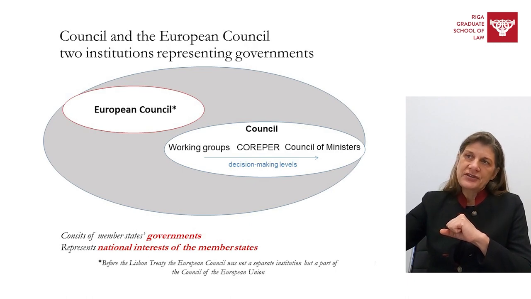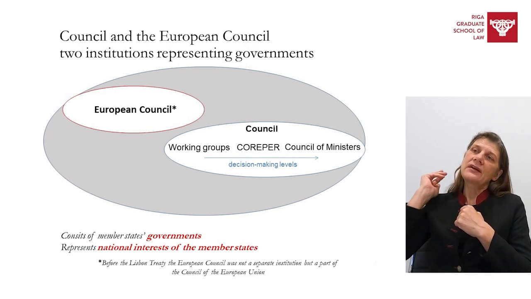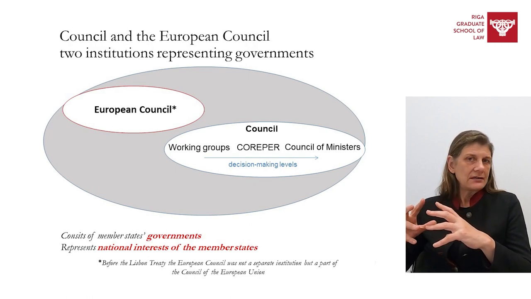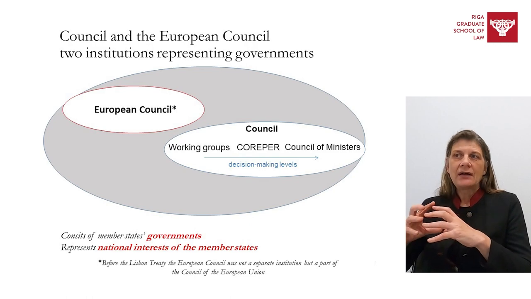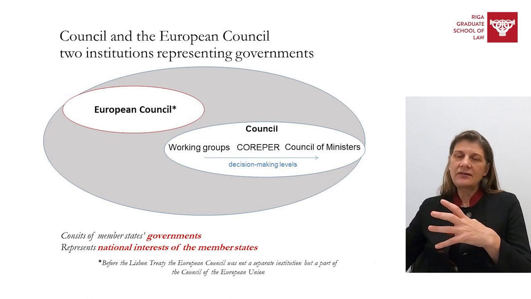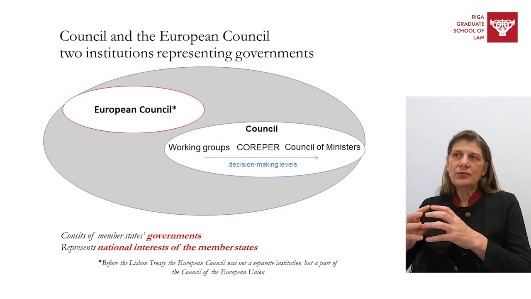At the same time, the differences are also quite remarkable. First of all, the differences in terms of level of representation, because in the European Council, the member states will be represented on the highest level, on the level of heads of state, whereas the Council has a representation starting from the civil servants, expert level, up to ambassadors, diplomatic level, and then up to ministers.